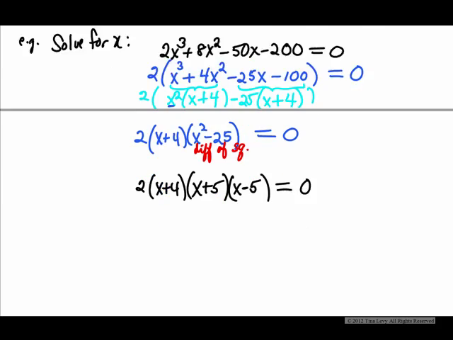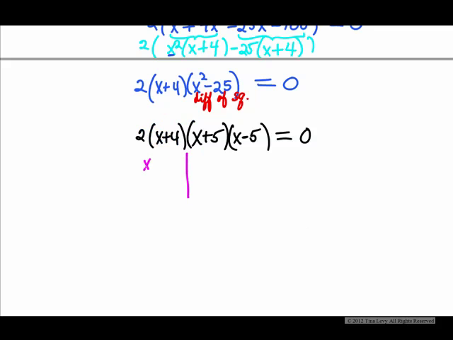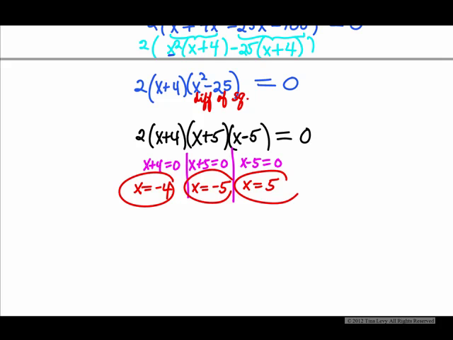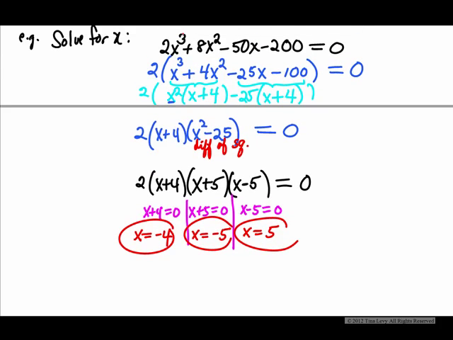So the solution for this, it's x plus 4 is 0. X plus 5 is 0. X minus 5 is 0. Only the parentheses can be made equal to 0 because they have the variable. Finishing this, we know to get rid of the plus 4, we move it over and it becomes negative 4. To get rid of the plus 5, we move it over and it becomes negative 5. To get rid of the negative 5, we move it over and it becomes positive 5. So we have now 3 solutions to this cubic equation.